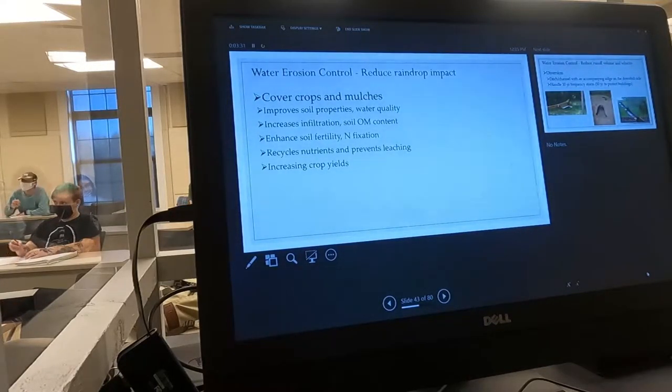So a couple of the things that those cover crops and mulches are going to do, anytime that we're adding any kind of organic material back to our soil, we're going to help those soil properties, soil structure, bulk density. We can't do too much about texture, but that will improve some of the water quality. We will start to remove some of those impurities in the water. Having cover crops is going to enhance our soil fertility. It's going to recycle some of those nutrients and ultimately increase our crop yields.